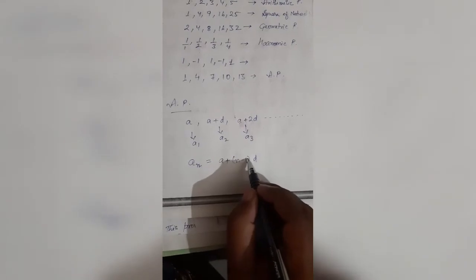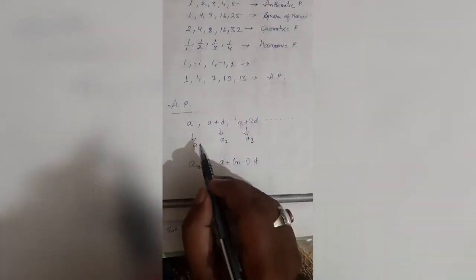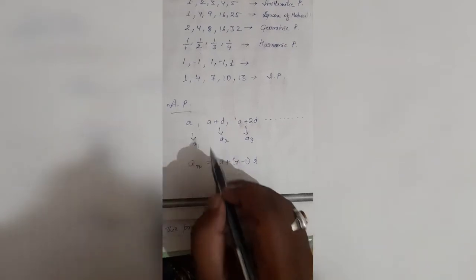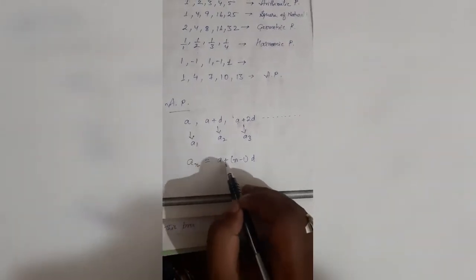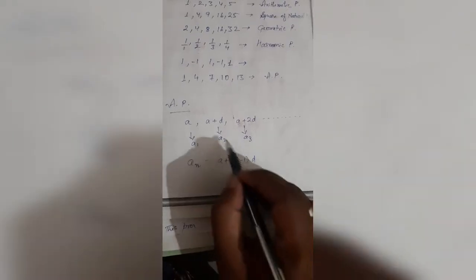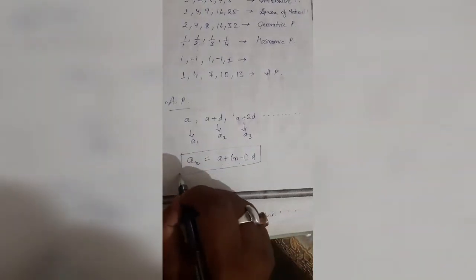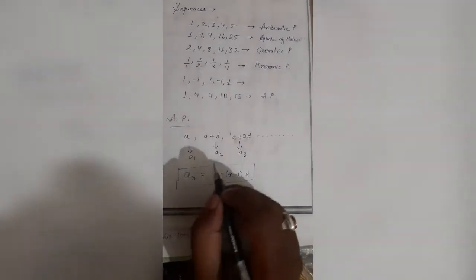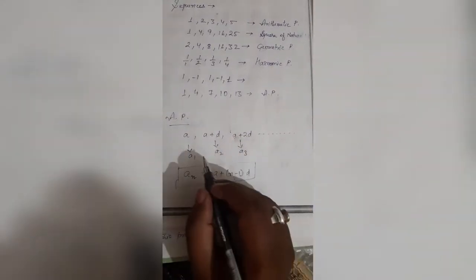By substituting the value of n, you can get all of these. If I substitute 1 here, I get A plus 0, so I will get A. Similarly, if we substitute 2, it will become A plus 1D, that is this one. So this is the general term. From here you will learn the general term of particular sequences. So an AP is a sequence that has a common difference.